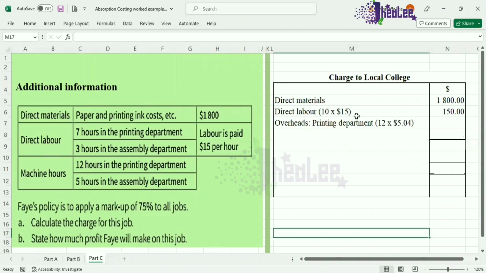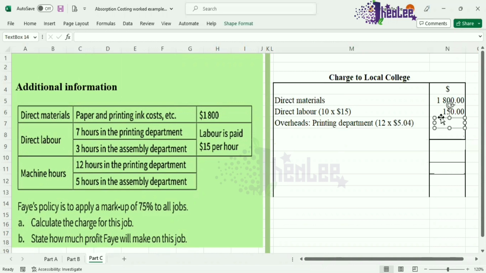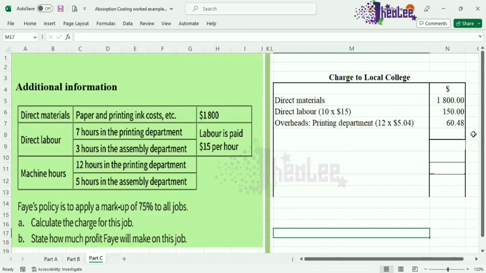So overhead costs for the printing department is the 12 machine hours multiplied by the overhead absorption rate of $5.04. And that gives us a value of $60.48. We're going to move into ascertaining the overhead costs for the assembly department.